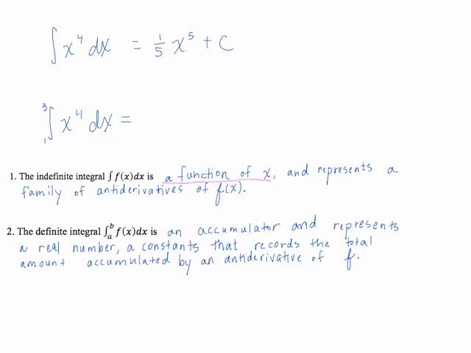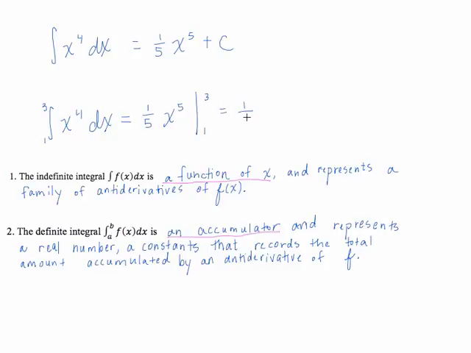That's an accumulator, and it represents a real number, which is a constant that records the total amount accumulated by an antiderivative of f. So for example, the integral from 1 to 3 of x to the fourth represents 1/5 x to the fifth, and for the general constant, we'll just choose 0, evaluated from 1 to 3.